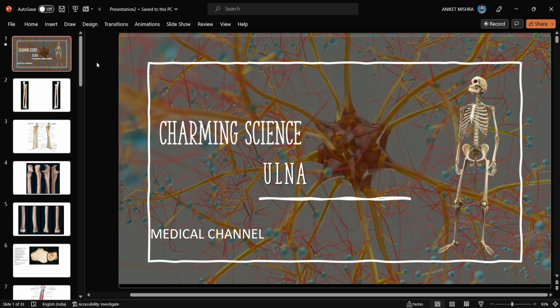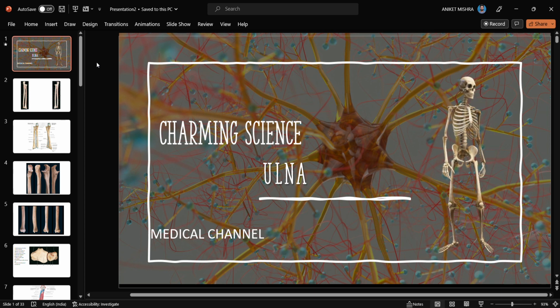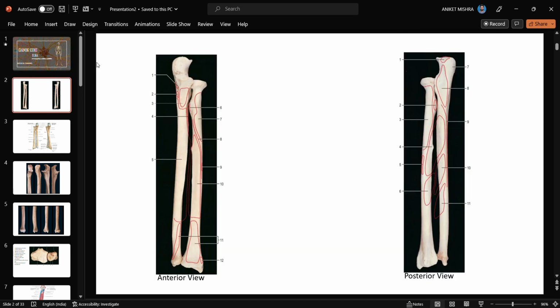Today we are going to talk about the ulna. So what is the ulna? The ulna is the bone which is present in our forearm toward the medial side. If we talk about it in comparison with the lower limb, then it is homologous with the fibula bone.